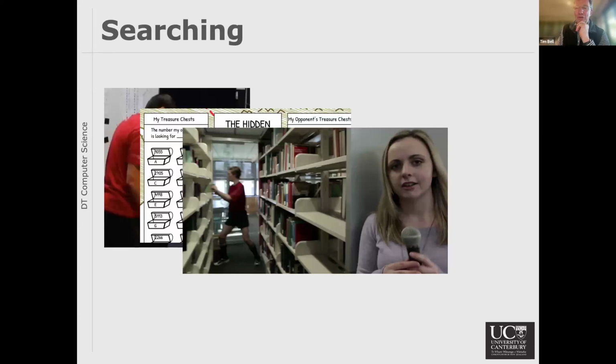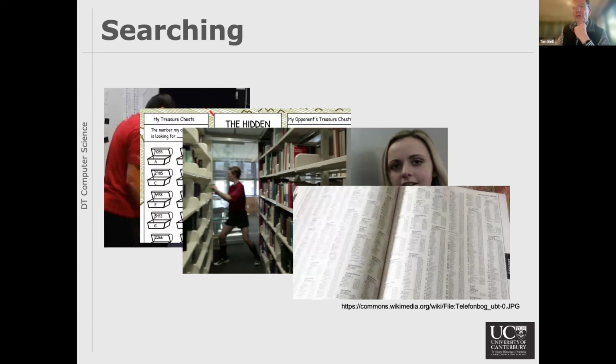Basically, she's got someone doing a linear search, going through every single book in the library until they find the one that they want, and start to realize how bad that algorithm is. And we can also work with phone books.